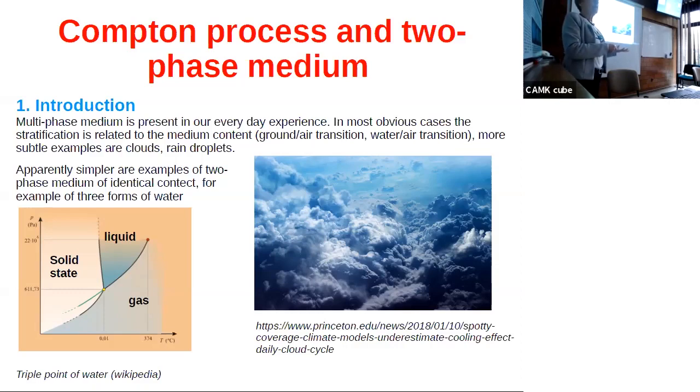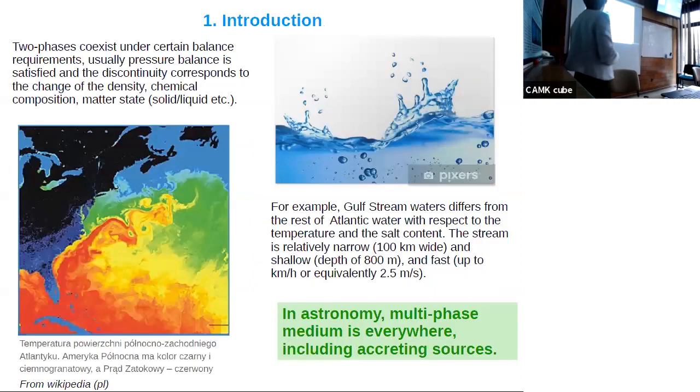And those forms can coexist. So usually liquid and gas water can coexist, or liquid and solid state. There is just one point, one value of pressure and temperature where all three forms are actually in equilibrium. And as you can see here, there is an additional line which shows that if you overcool water, you can have water even here. So that shows you that everything is very, very complicated. But nevertheless, we have to face this issue.